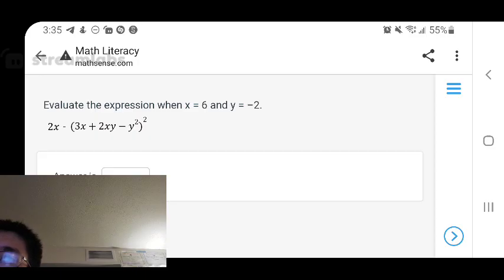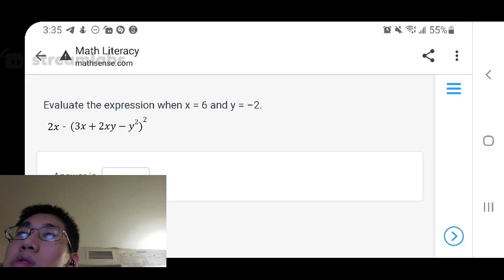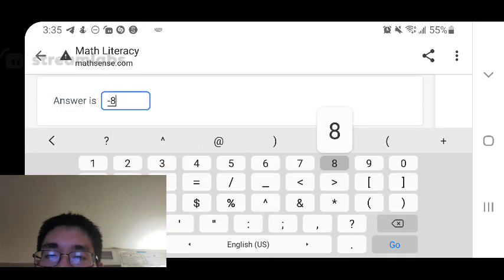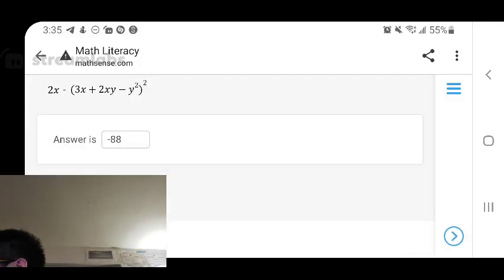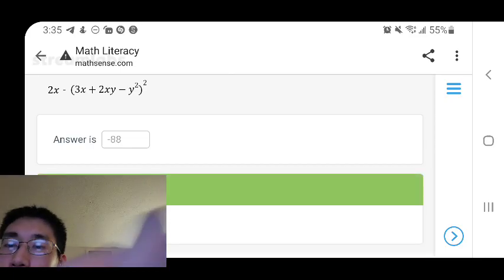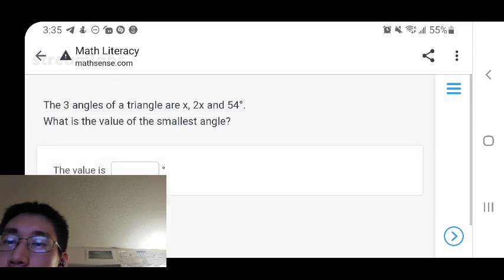Negative 2 squared is 4. Negative 6 minus 4 is negative 10. You cube it, it's 100. Yep, negative 88 sounds right to me. Yeah, you do y squared first and then you subtract it. PEMDAS, right? Parentheses, exponent.